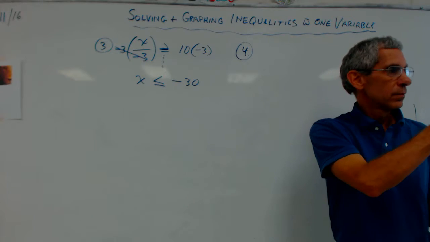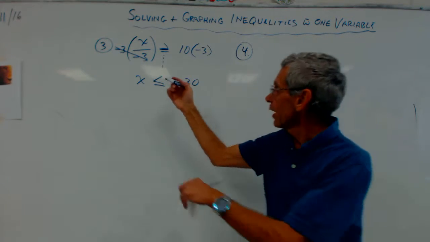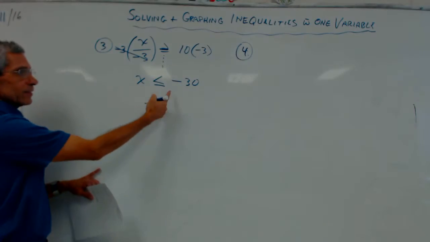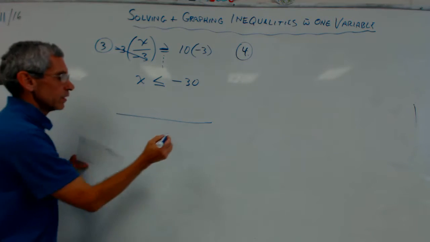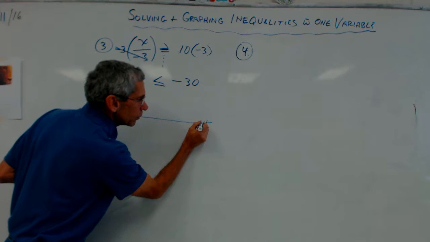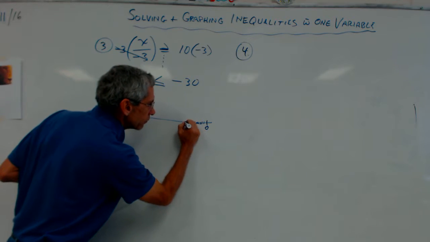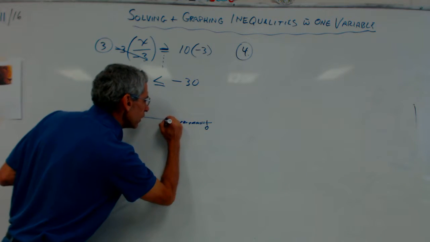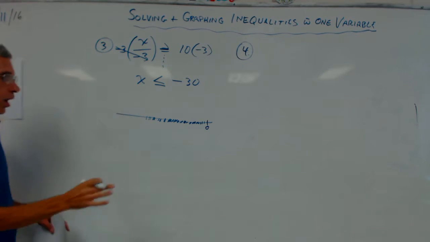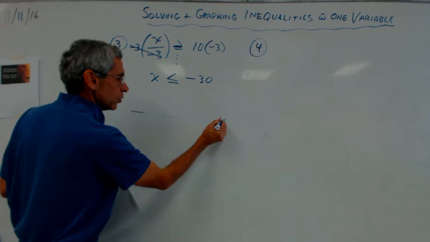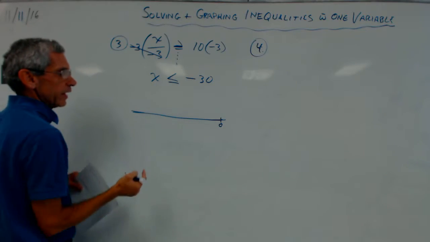Yes? Question? Oh yeah, we got to graph it. So, x is less than or equal to negative 30. On the homework, do you want us to graph it? Do not do this. 0, 1, 2, 3, 4, 5, and so on up to 30. Don't do that, okay? I don't care about that. All I care about is that you show me where 0 is and where negative 30 is.